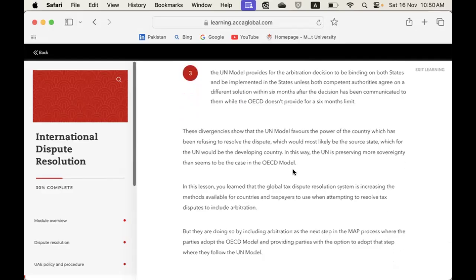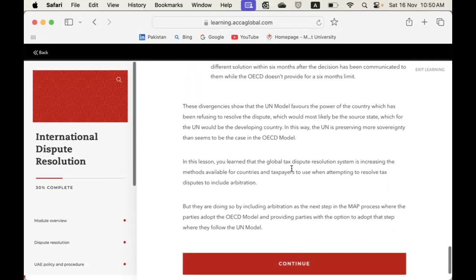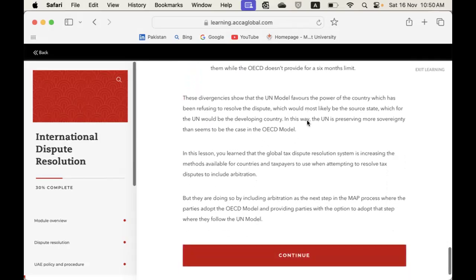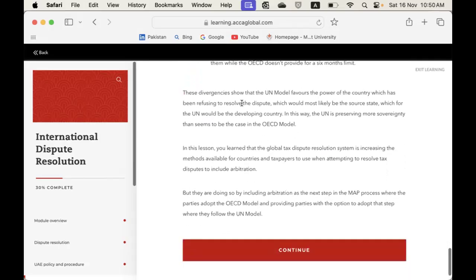In case of OECD, once the arbitration decision has been made and accepted by the taxpayer, it becomes binding. These divergences show that the UN model favors the power of the country which has been refusing to resolve the dispute, which would most likely be the source state.